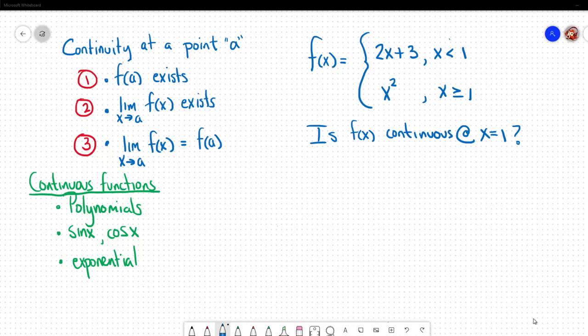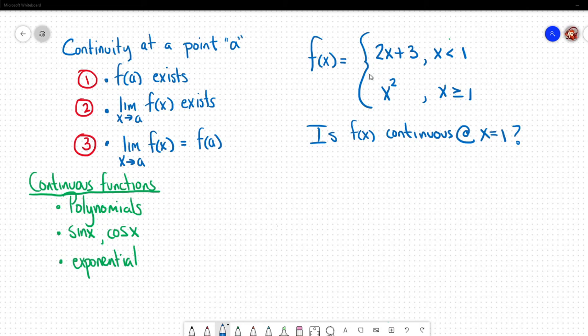All right, returning back for our third and final video looking at continuity and doing proofs of continuity. So I again have my definition over here to the left. I've listed again my default basic functions that I know are always continuous, just as a reminder for me.